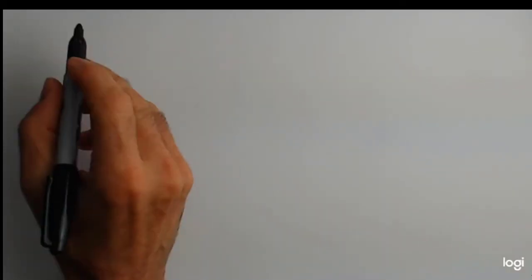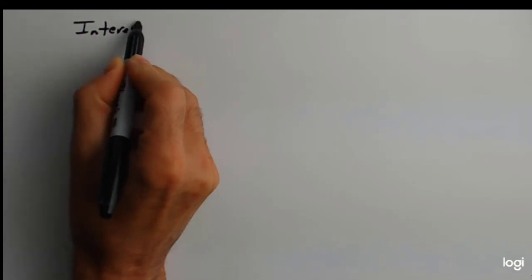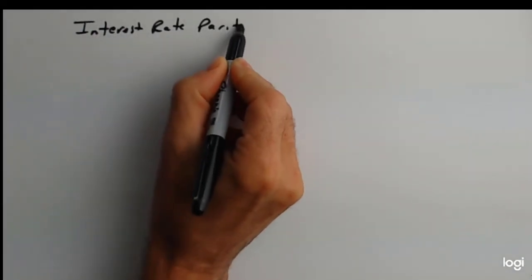So moving right along now, let's talk about interest rate parity. Another parity condition. We looked at purchasing power parity, where we related aggregate price indexes to exchange rates. What we're going to do now is look at how interest rates are related to exchange rates.